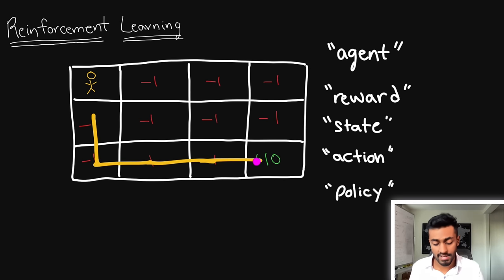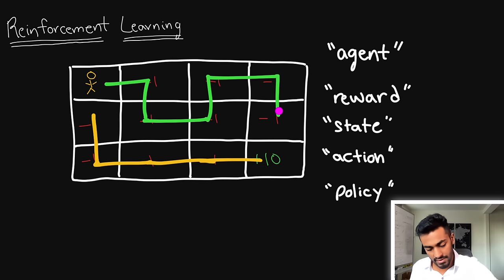And in this case, the total reward given would be 10 minus 1 minus 1 minus 1 minus 1, which is 6. Another policy could be the sequence of actions right, down, right, up, right, down, down. And in this case, the total reward would be 10 minus 6, which is 4. And now we have two policies, each with its own reward, and so we can tell which policy was better than which.